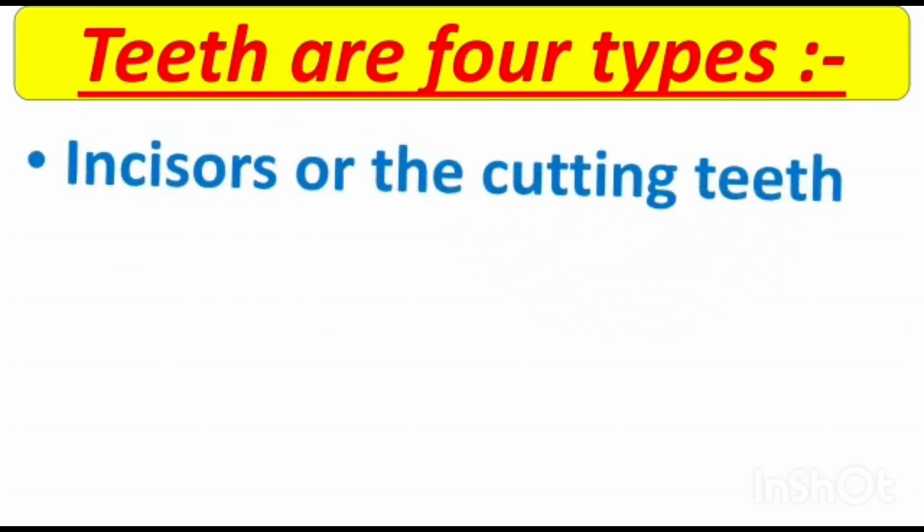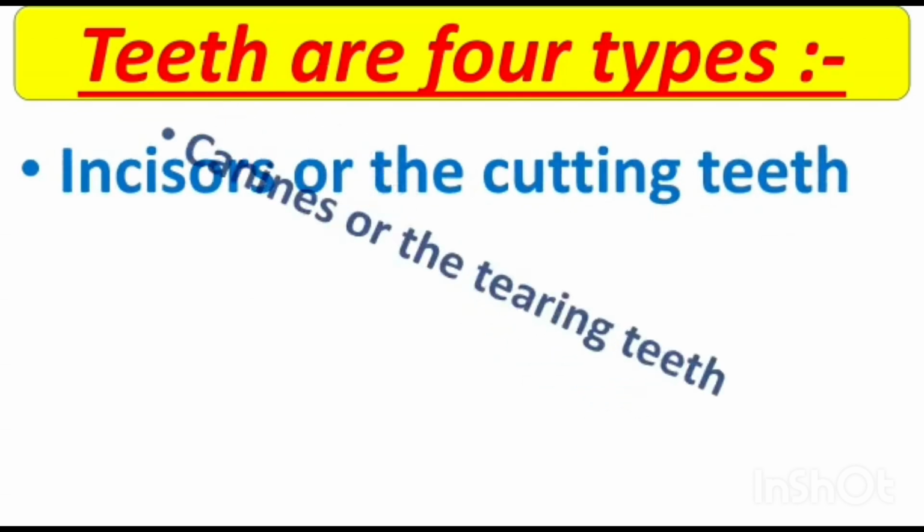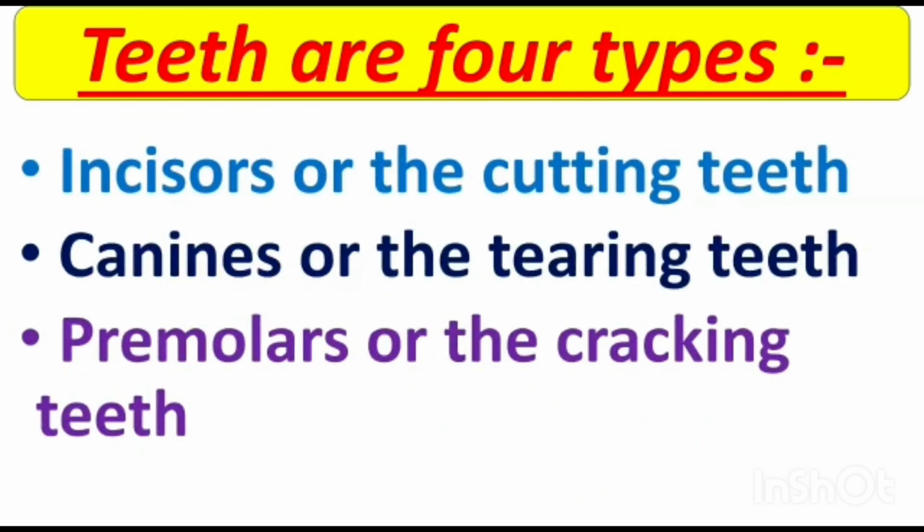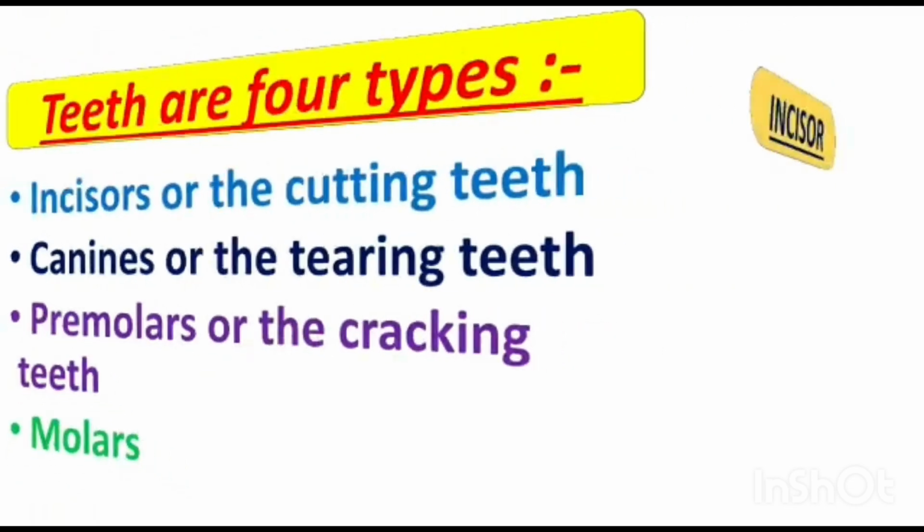The first is incisor, that is the cutting teeth. Second is canine, or the tearing teeth. Third is premolar, or the cracking teeth. And the last, molars. Let us discuss in detail. Incisor.